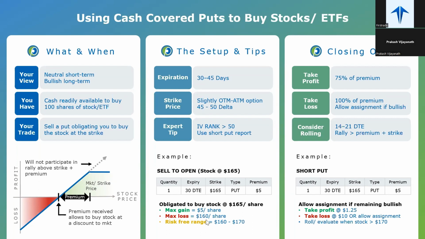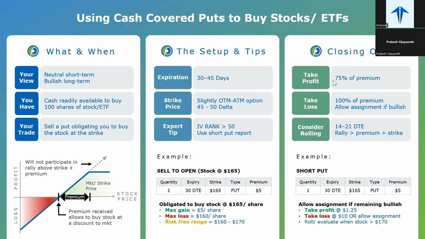Your max loss is $160 a share in the event that ABC happens to decline to zero. And like I mentioned earlier, your risk-free range is 160 to 170. So if ABC rallies above 165, you're not missing out on that rally until it rallies past 170. And if it declines below 165, you're not incurring any immediate losses after you get assigned, unless it declines below 160. A cash secured put.